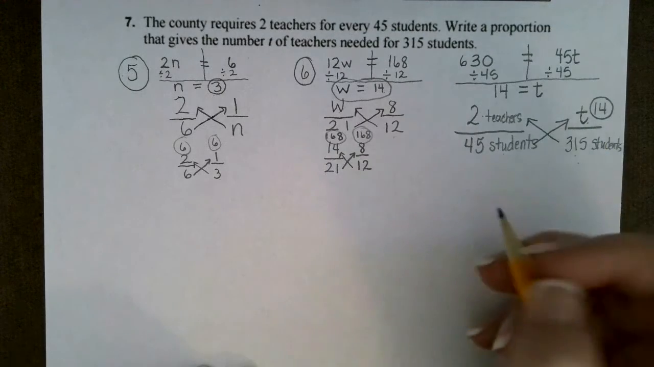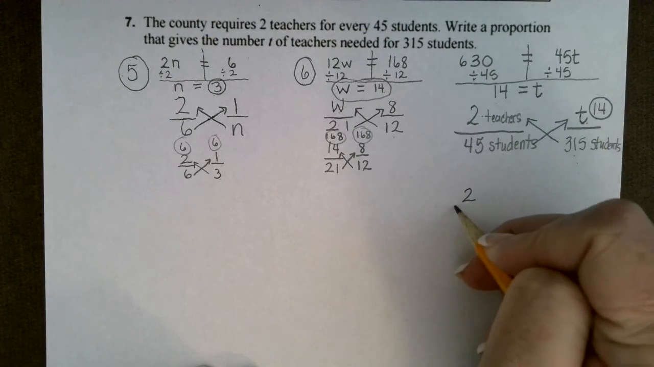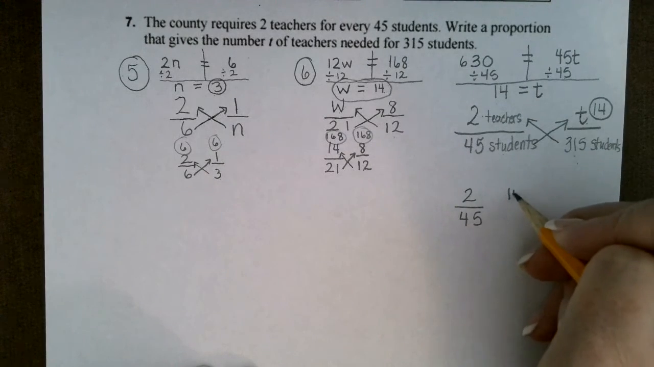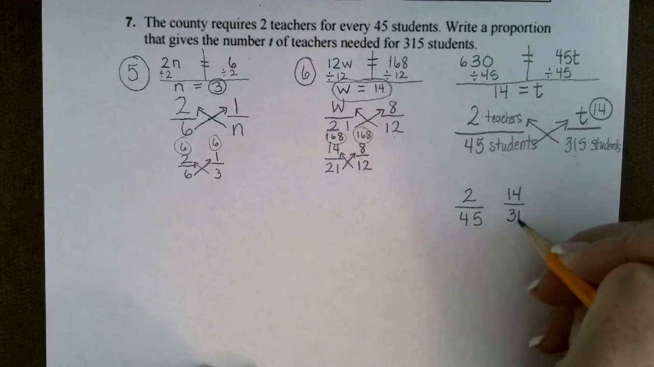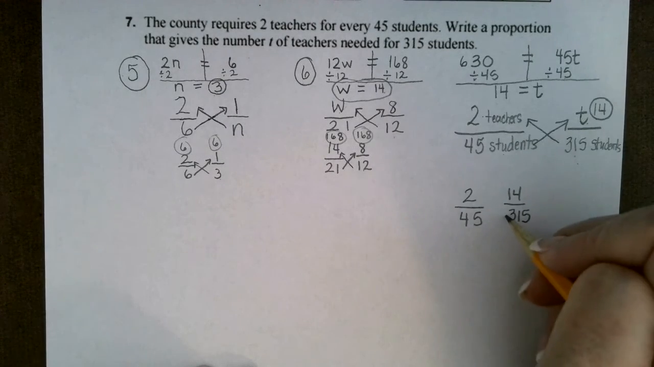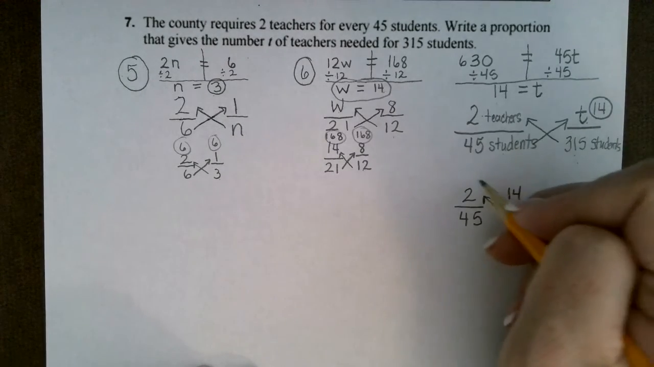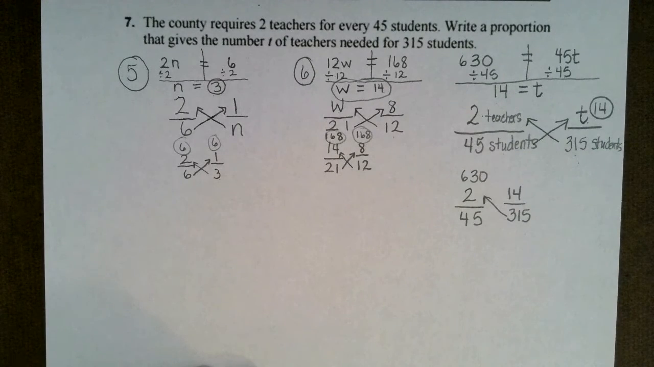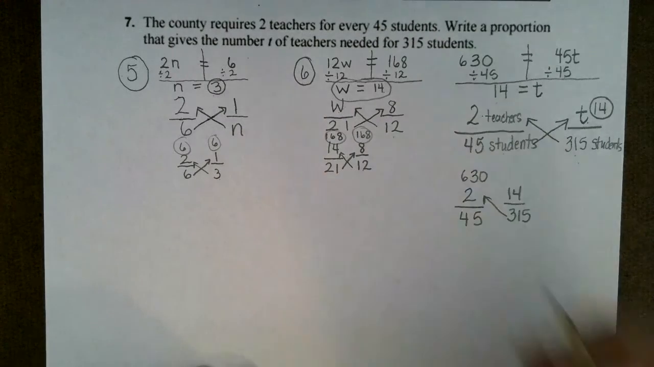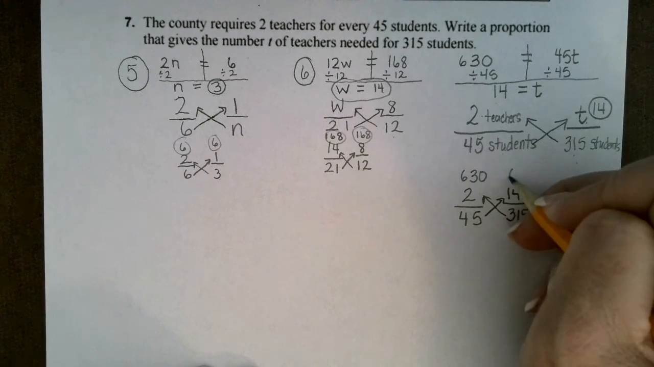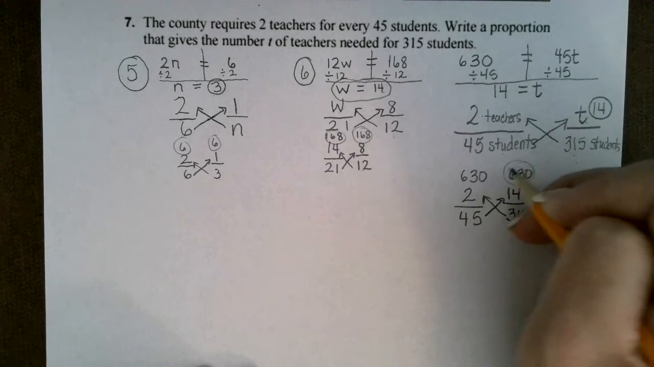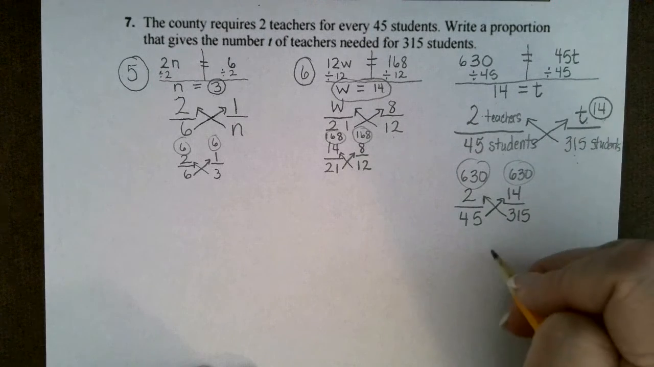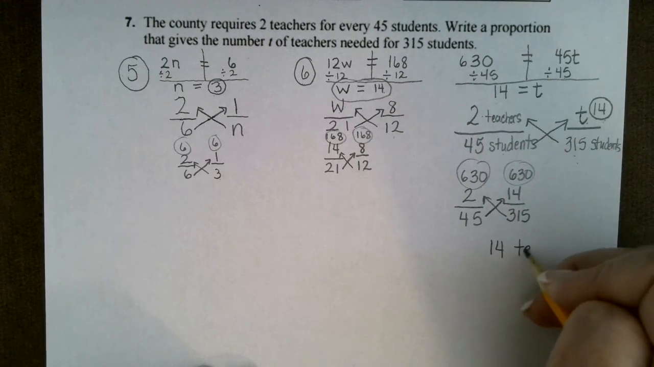And then I'm going to check that. So I have 2 over 45, and I have 14 over 315. If I multiply 2 times 315, I get 630. And if I multiply 45 times 14, I get 630, which means that I do have the right number of teachers, which is 14. So I have 14 teachers that I need.